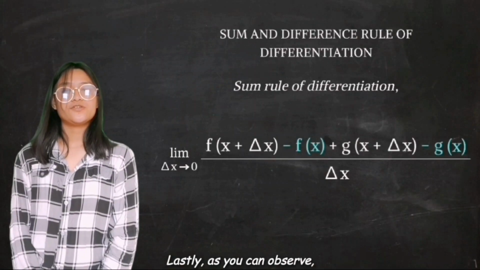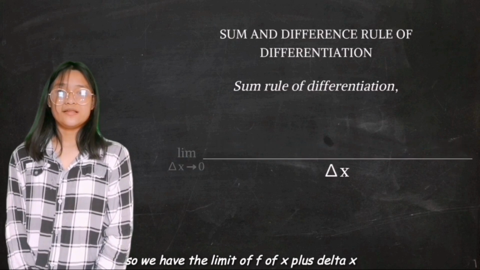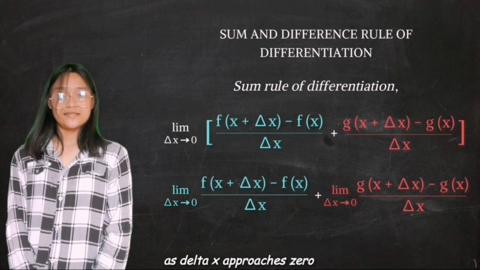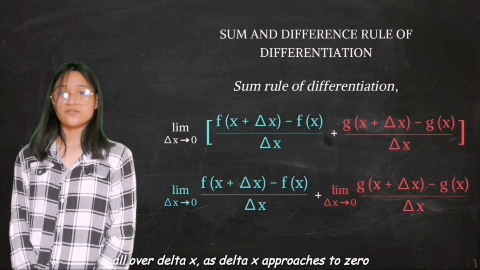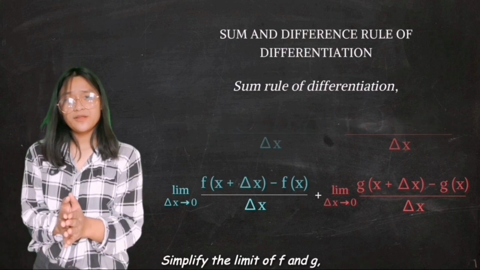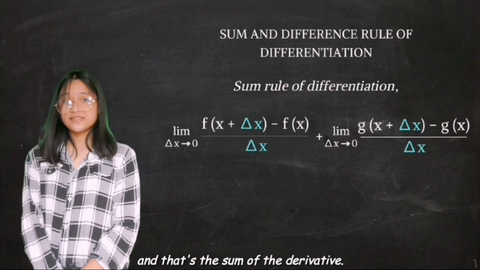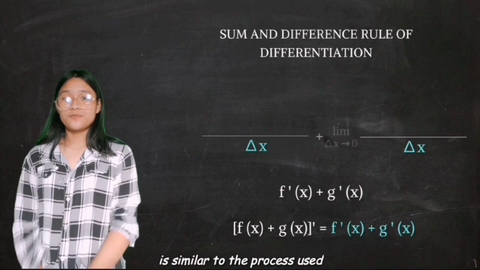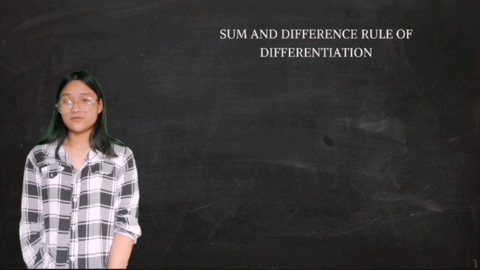Lastly, as you can observe, the limit can be split up into two. So we have the limit of f of x plus delta x minus f of x all over delta x as delta x approaches 0, plus the limit of g of x plus delta x minus g of x all over delta x as delta x approaches 0. Simplifying the limits of f and g, we get f prime of x plus g prime of x, and that's the sum of the derivatives. The process of proving the sum rule is similar to the process used in proving the difference rule. They only differ in the sign used.